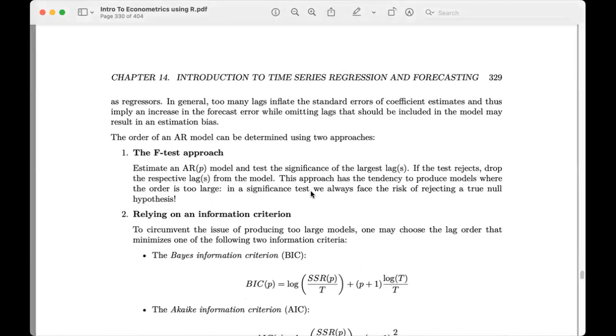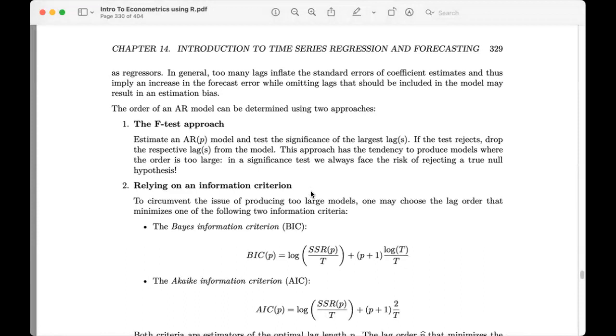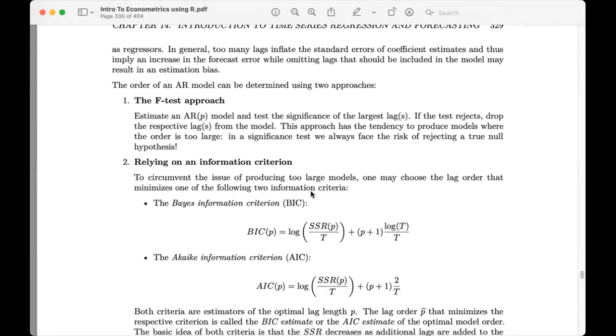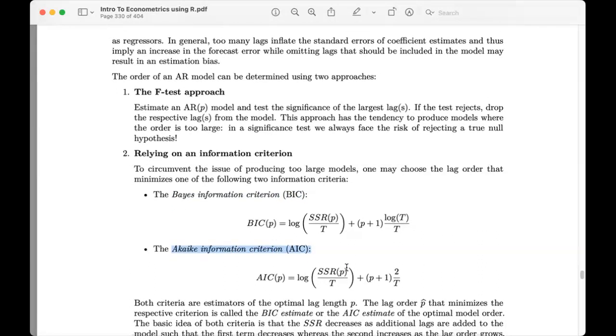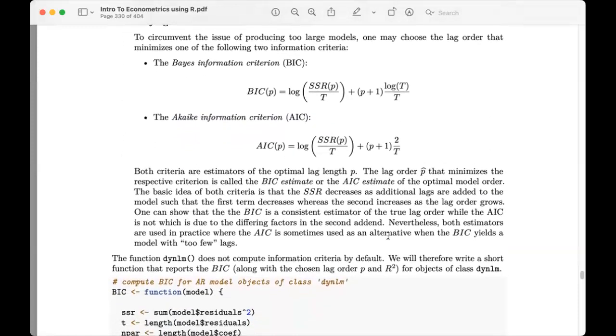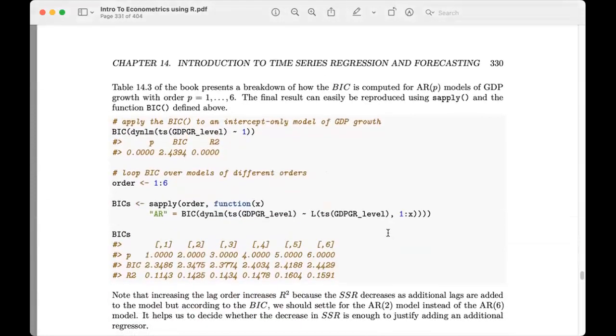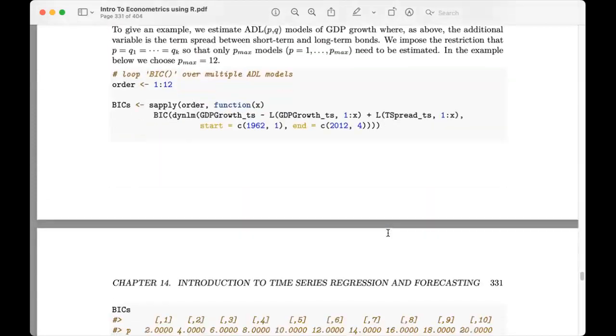The order of an AR model can be determined using two approaches: the F-test approach, or relying on the information criteria. In that case, it would be either the Bayesian information criterion, the BIC, or the Akaike information criterion, the AIC. These are the two main approaches to help us determine the number of lags that we might want to use to estimate either the AR model or the ADL model. It also gives examples on how to do these things, but I think we could just skip that.